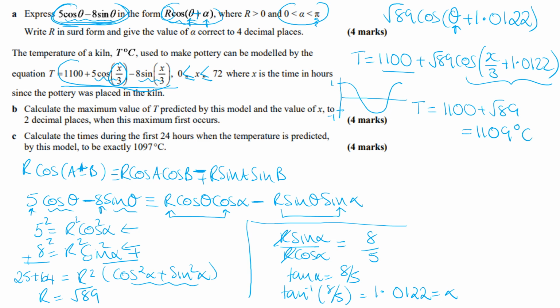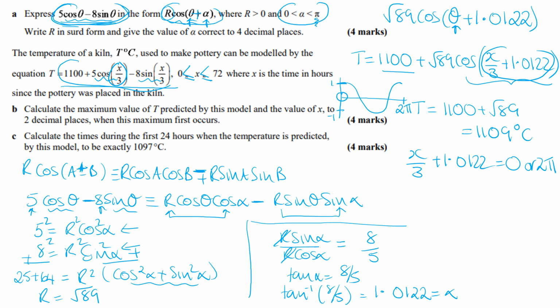So we're also being asked for the time that this happens. So that's going to happen when the angle of the cos is going to equal where the cos graph goes to its max, which is either at 0 or at 2 pi. So we need to write that x over 3 plus 1.0122 must equal 0 or 2 pi in order for that angle to be taking the cos of it to get it to its max.